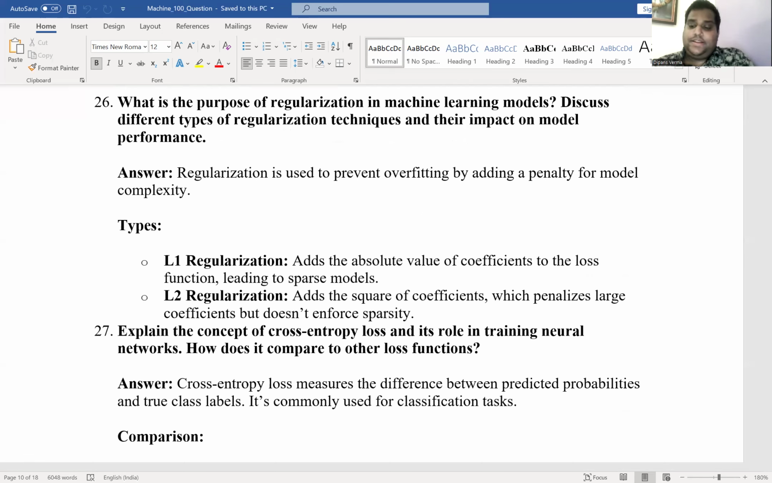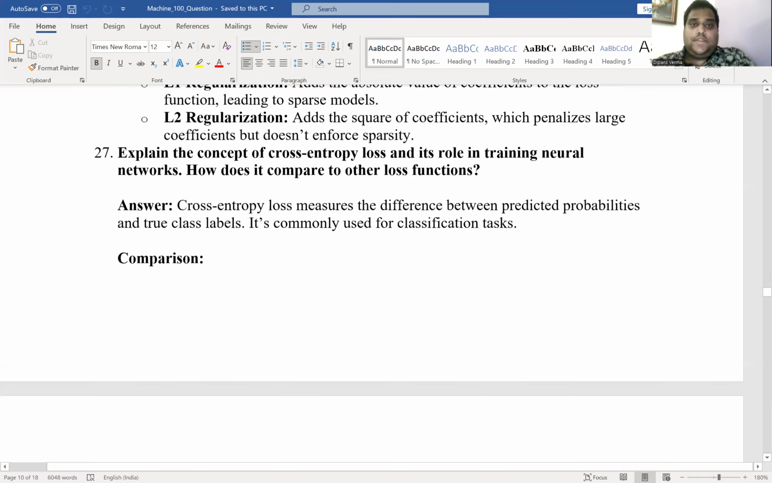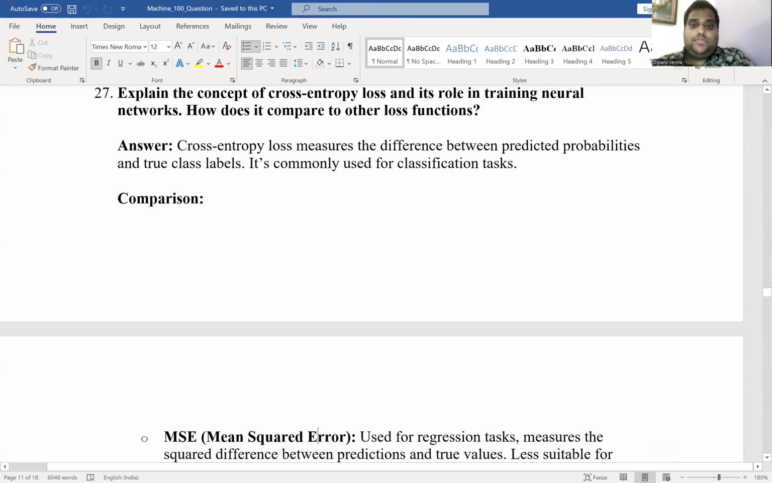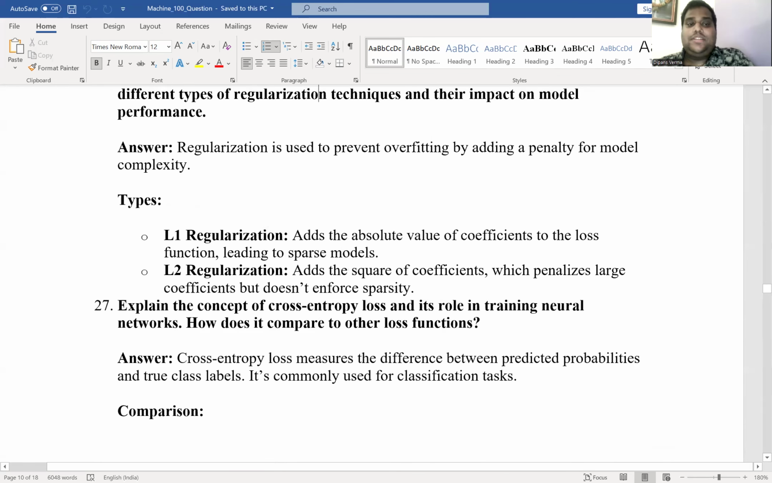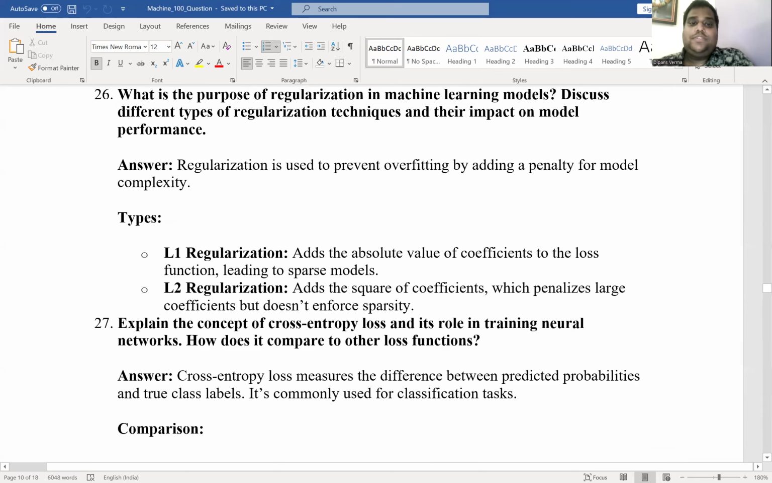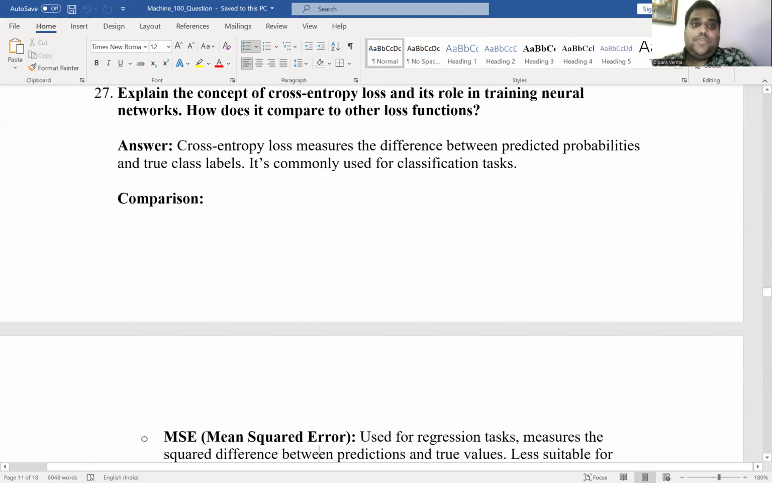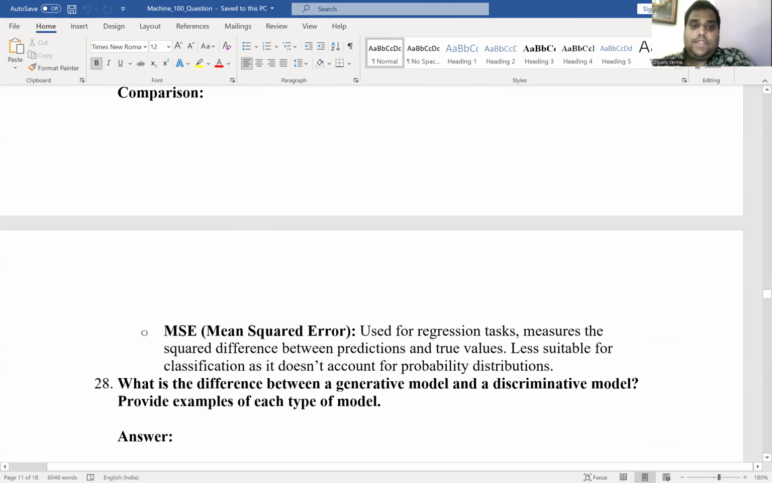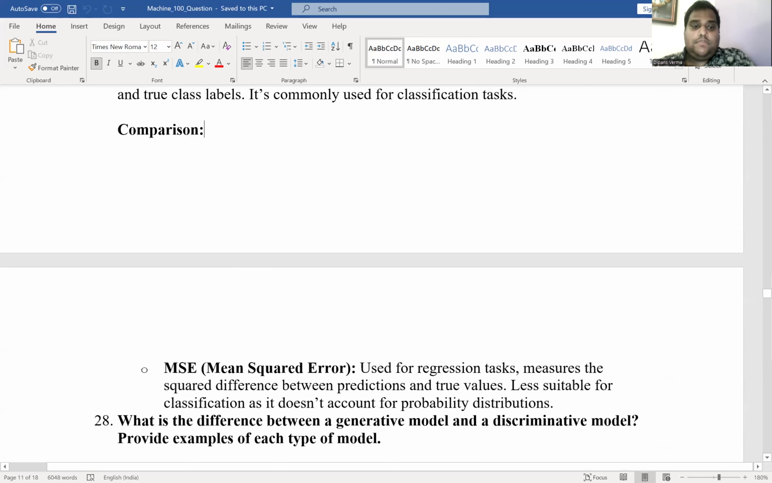Mean squared error is a loss function that takes the square of the difference between the predicted and true values. Cross entropy loss measures the difference between the predicted probability and the true probability. Mean squared loss is the squared difference between the prediction and true values.